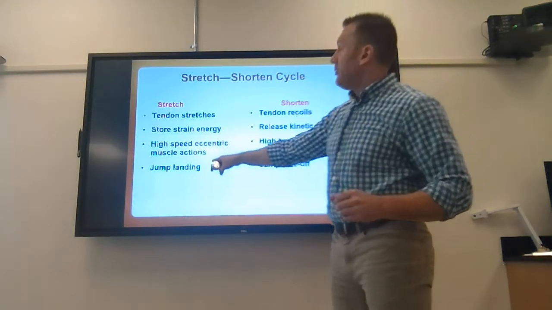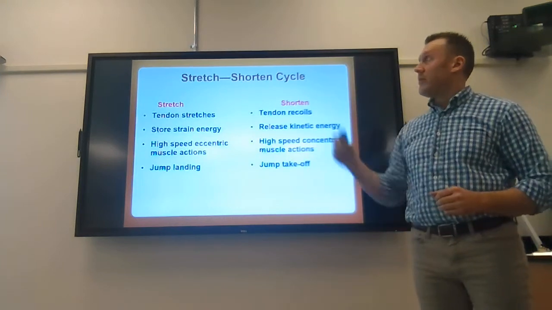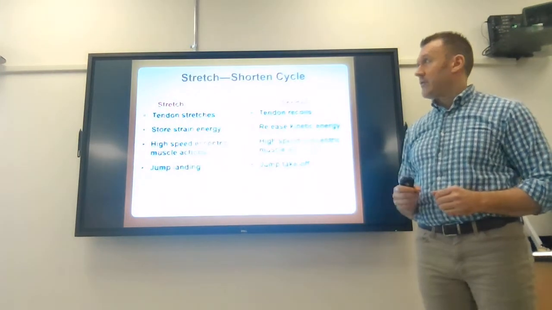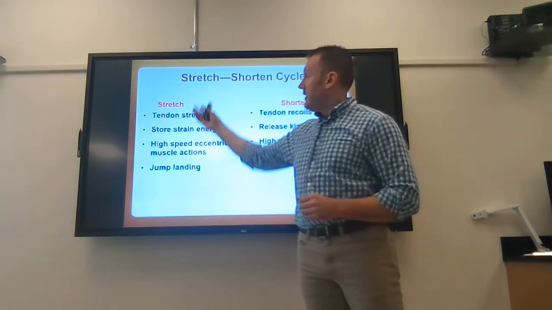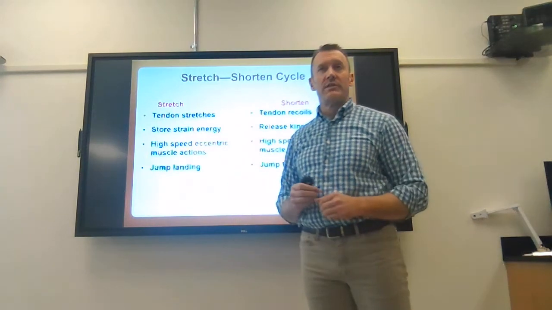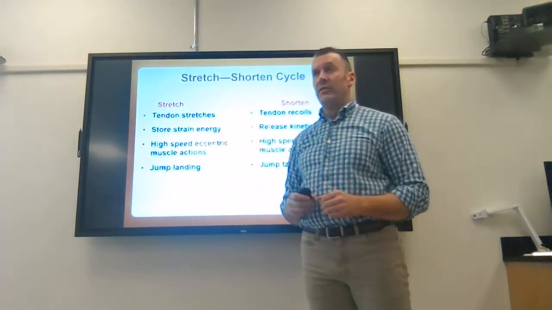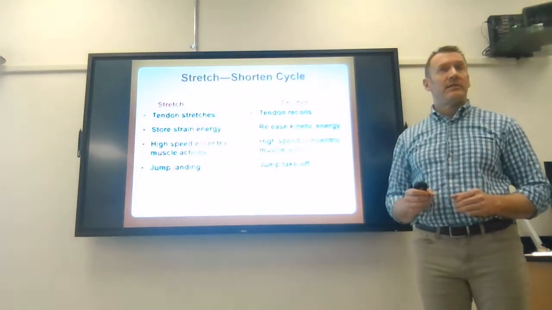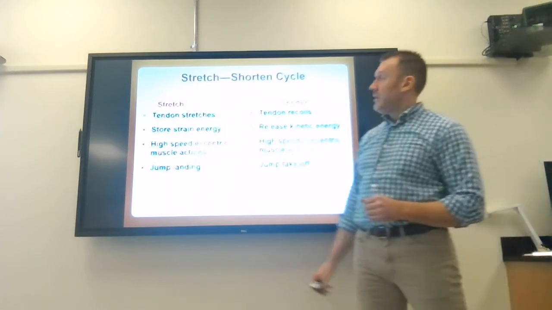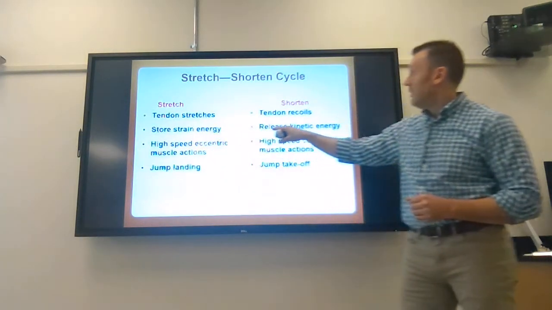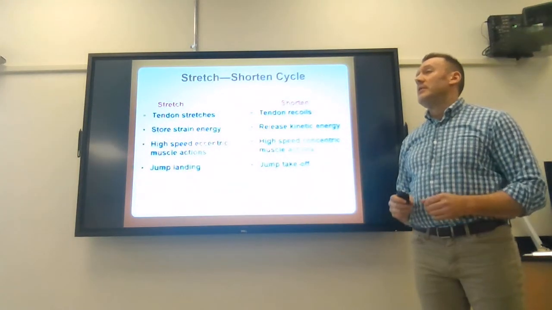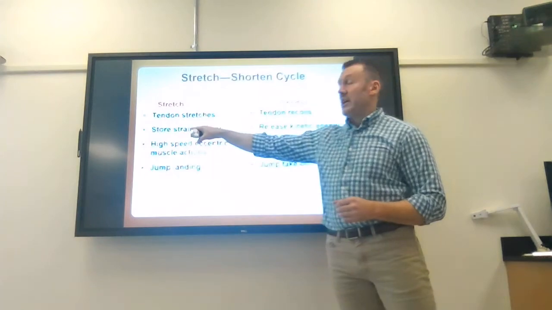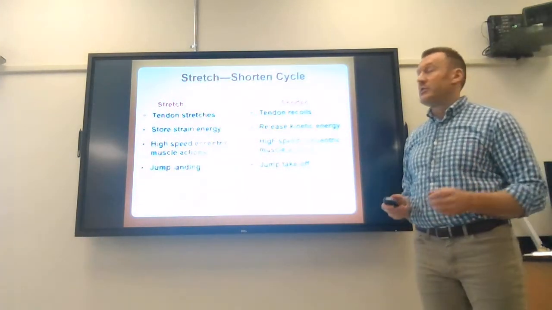So again, jump landing would be part of the stretch. Jump takeoff would be part of the shorten. So that's why we call it a cycle, because you have two things that occur, one right after the other. You have the stretch, where all of these things are taking place. So it's about storage, it's about deceleration, it's about preparing for what comes next. And then you have the subsequent shortened phase. So the conversion of potential energy, this elasticity, into kinetic energy. Energy doesn't, we don't create it, it just changes forms. So in the stretch part, it's potential, and then it changes forms into kinetic as we jump.